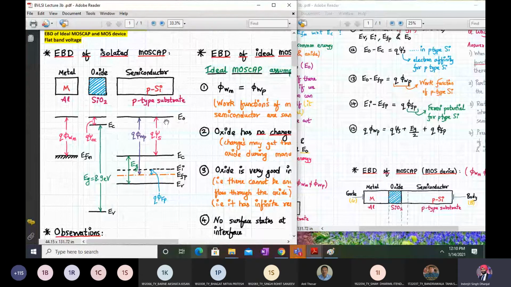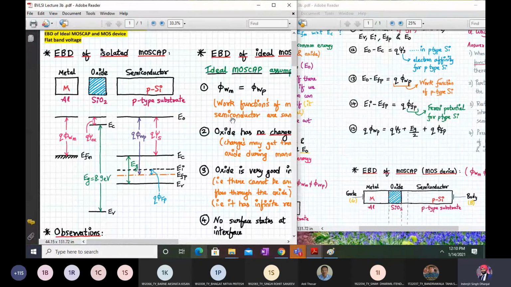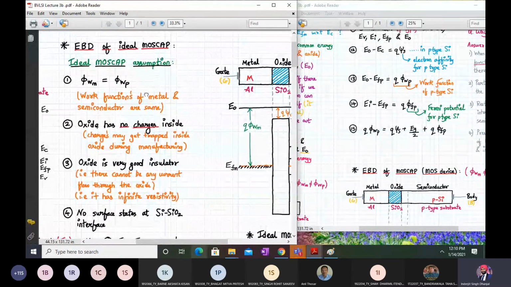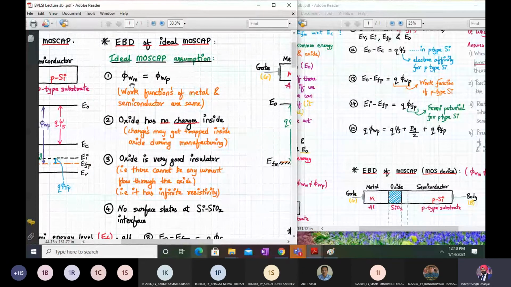I'll proceed. Now we will draw the energy band diagram of a MOS capacitor when all of the elements are joined together, that is, when metal, oxide and semiconductor are joined together. There are certain assumptions for an ideal MOS capacitor. When is it an ideal MOS capacitor? Whenever phi FM is equal to phi WM is equal to phi WP. That is, the work functions of the metal and the semiconductor are the same.